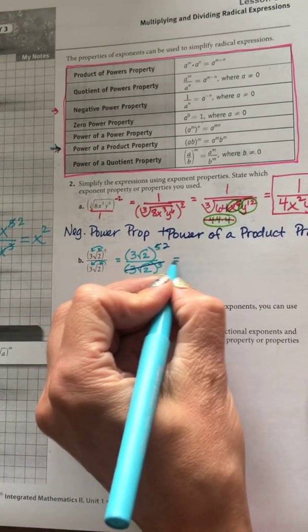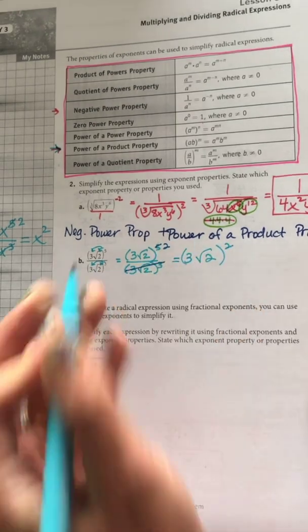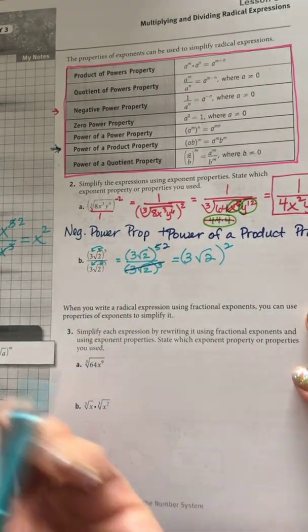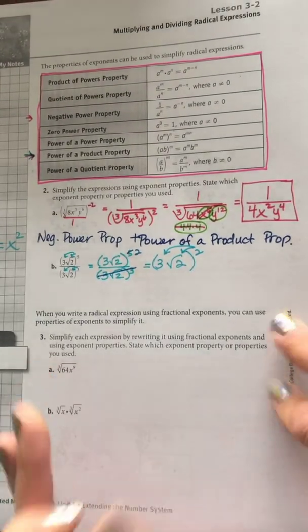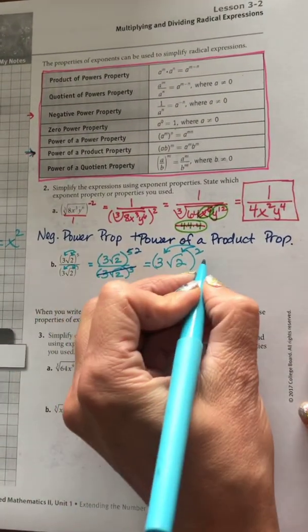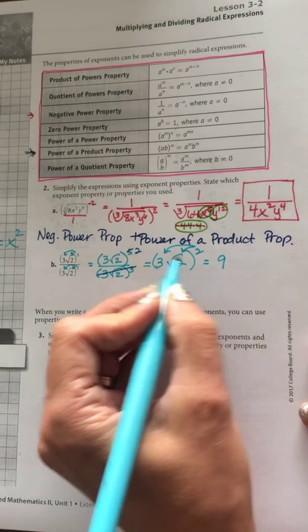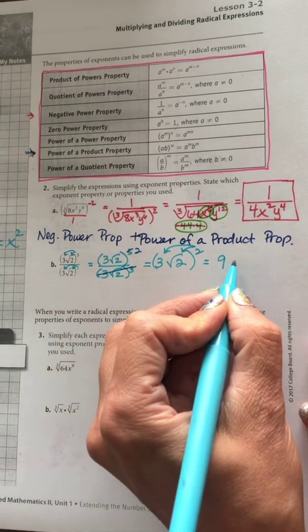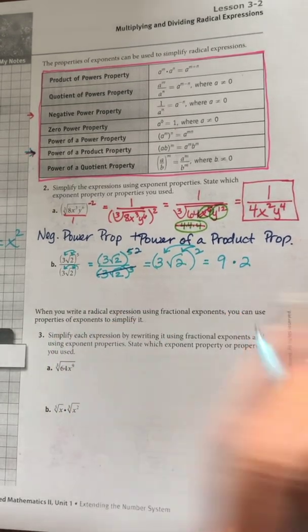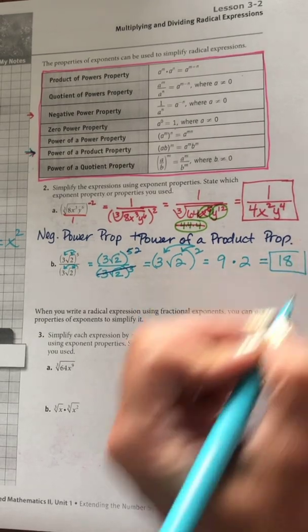So then I would just have 3 square root of 2 squared. And now I have to distribute, but it's a much smaller number, so this is a way simpler way. 3 to the 2nd power, 3 times 3 is 9. And anytime you square a square root, the number inside gets to come out, so that 2 gets to come out and has to multiply with the 9. 9 times 2 is 18.